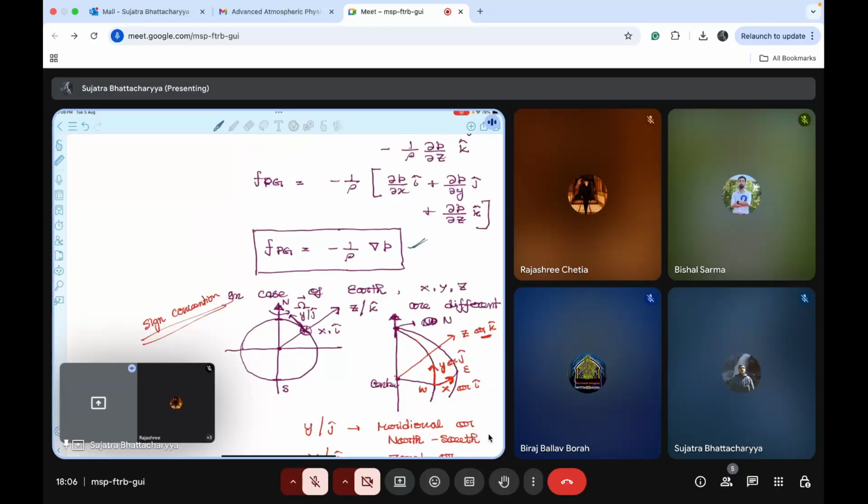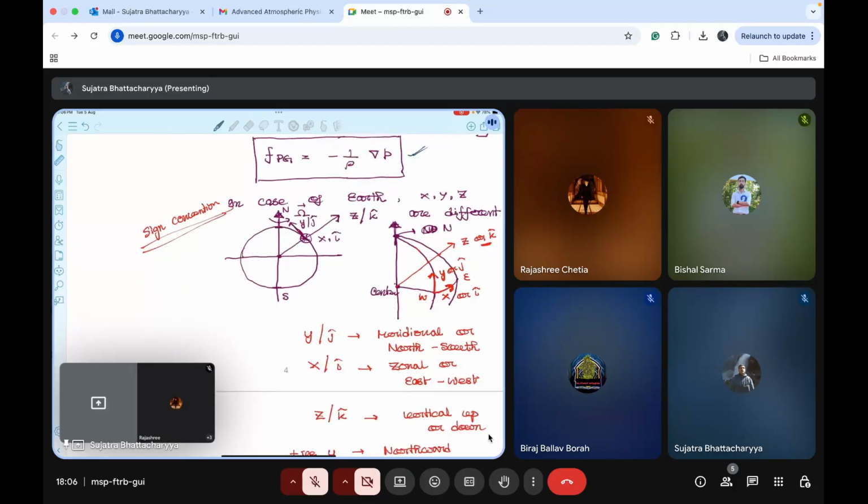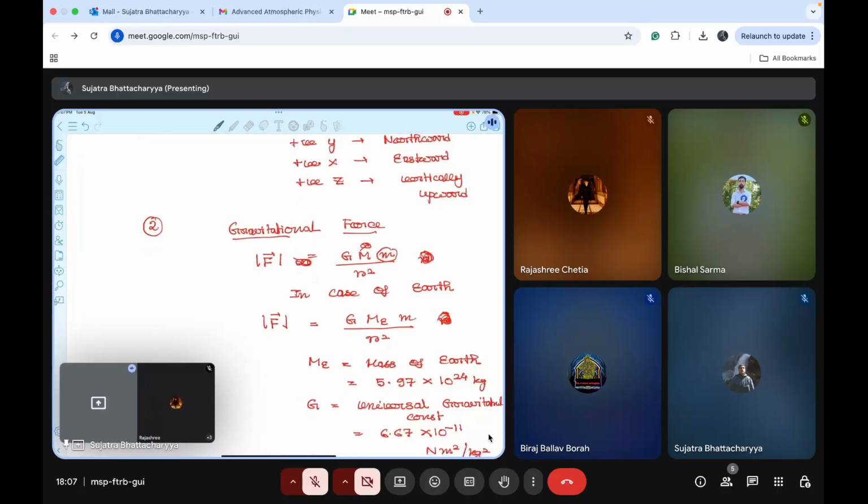Grad itself in mathematics is a gradient, right? And then I talked about the sign convention. If you go northward, it is the positive y direction or positive j cap direction. If you go from the center of the earth outward towards the atmosphere, this is your plus k cap or plus z direction. Opposite, towards the center of the earth, it is minus k cap or minus z direction. X is towards the east. Positive east or positive x direction is nothing but the eastern direction. So all these sign conventions I have already discussed.